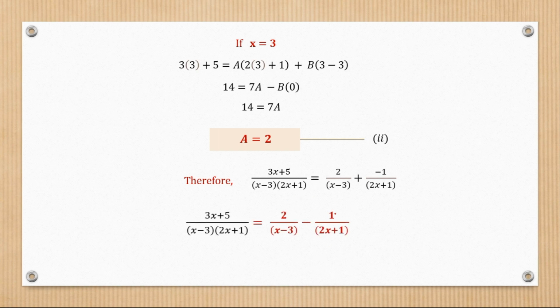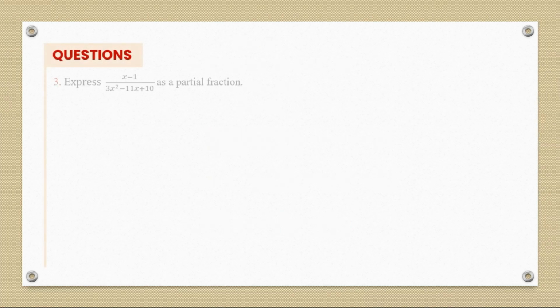So this becomes our final answer. These are the partial fractions that we actually derive from that general fraction. So this is how it looks in simpler form. All right, let's look at another example. Now this is actually slightly different.